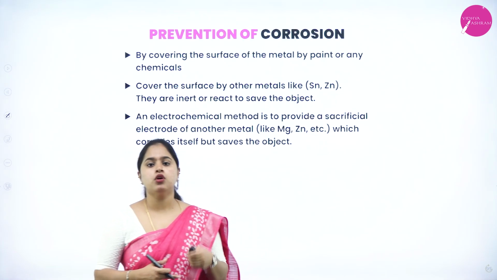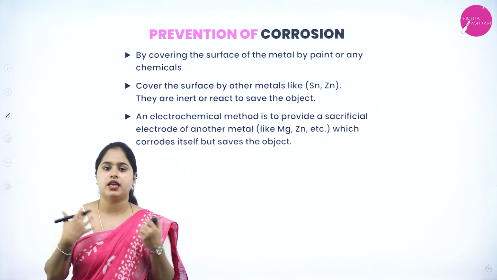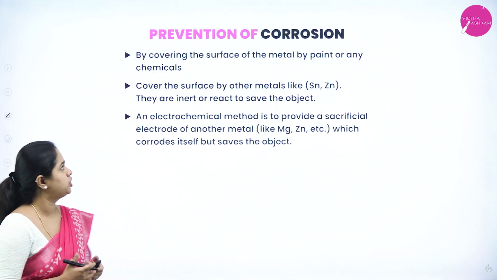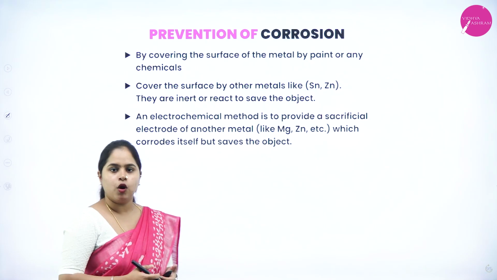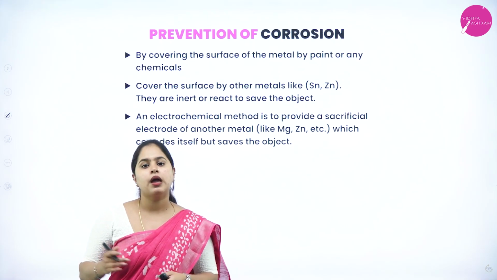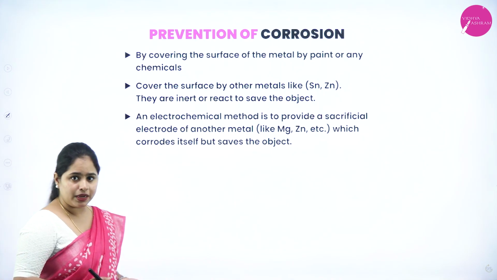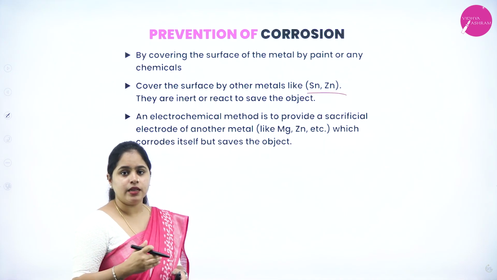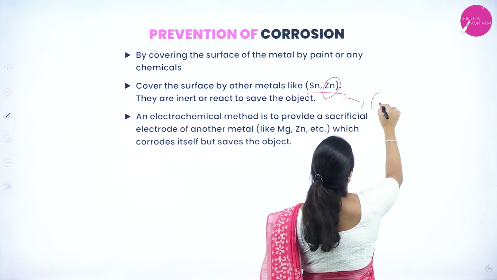Now, let's move on to the next topic, that is prevention of corrosion. How can you prevent the rusting of iron, the tarnishing of silver and all of that? Let's see how we can prevent corrosion. One way is covering the surface of the metal with paint or other chemicals. You have generally seen that to prevent the rusting of iron, the iron is coated with paint or other chemicals. The next method is to cover the surface with other metals like tin or zinc. With zinc specifically, the process is called galvanization.